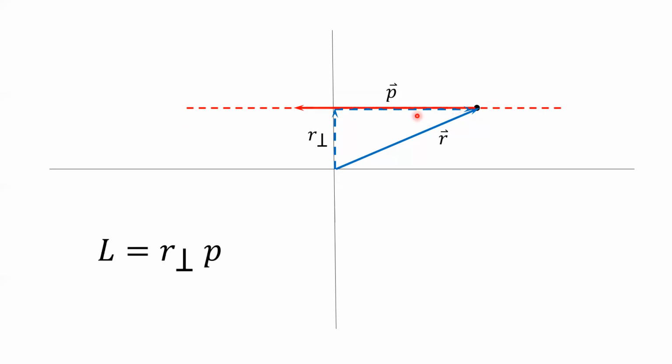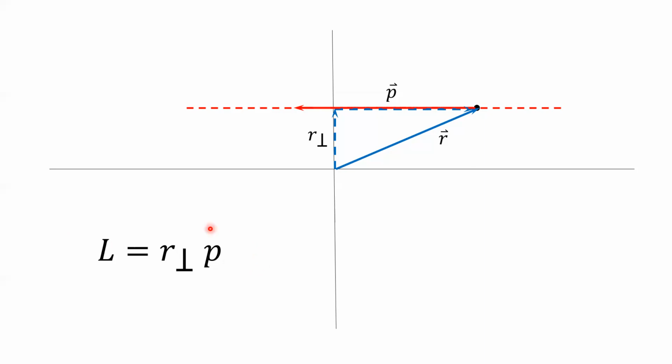And here it is. It's pretty universal to use the letter L, not a capital L for loser, L for angular momentum. This time it makes a little bit of sense because there actually is an L in angular, even though there's no I in team or P in momentum. r perp p, that's it.